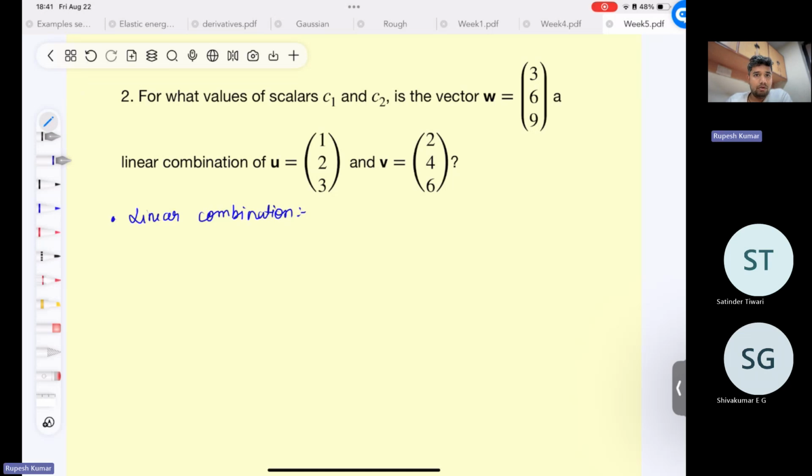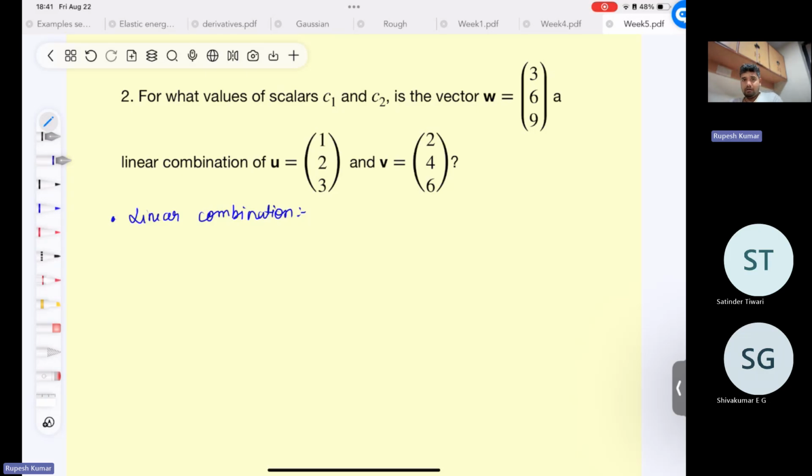Shiv Kumar, do you have any doubts? Can you type in the chat box? You are raising your hands. If you have a doubt, please type in the chat box.